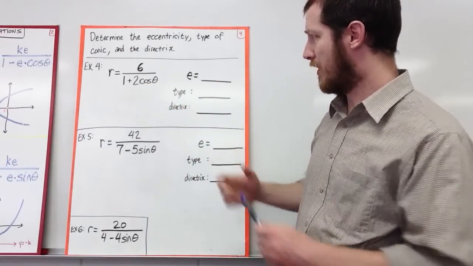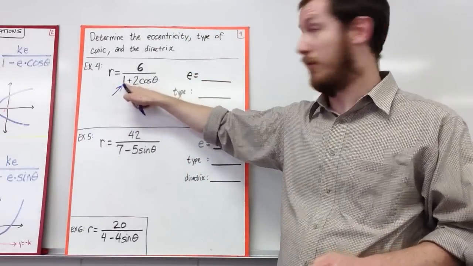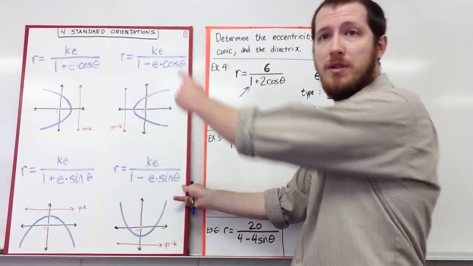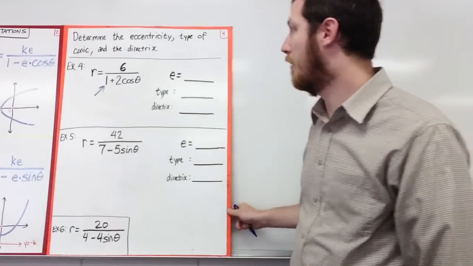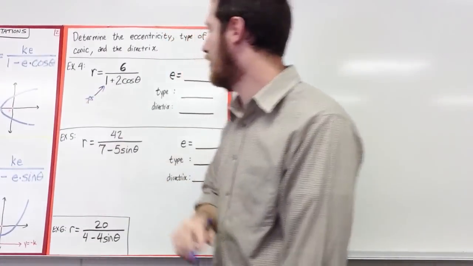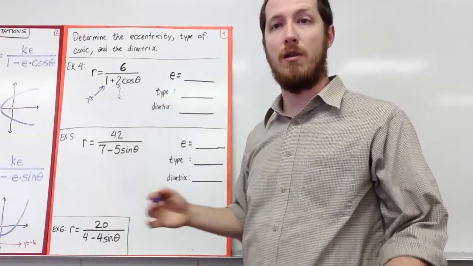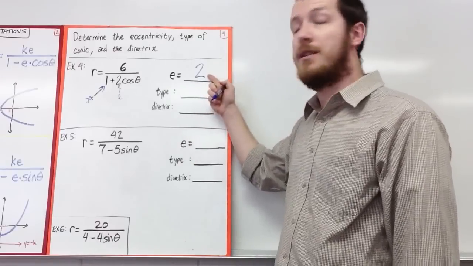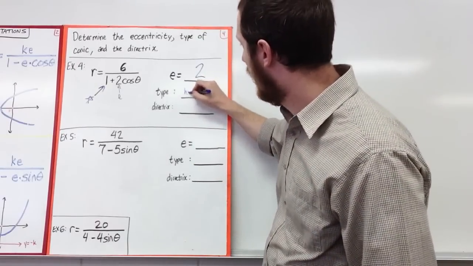Okay, so first things first, I want to look at this first number here in my denominator. Okay, it's a 1. That's good. We want it to be a 1. All of our 4 standard orientations have 1 as that first term in the denominator. So that's good. Always check that. That means that we can look here and we can find our e value. So our e value is 2. Okay, so e is 2. 2 is greater than 1. If it's greater than 1, that means we're going to have a hyperbola.